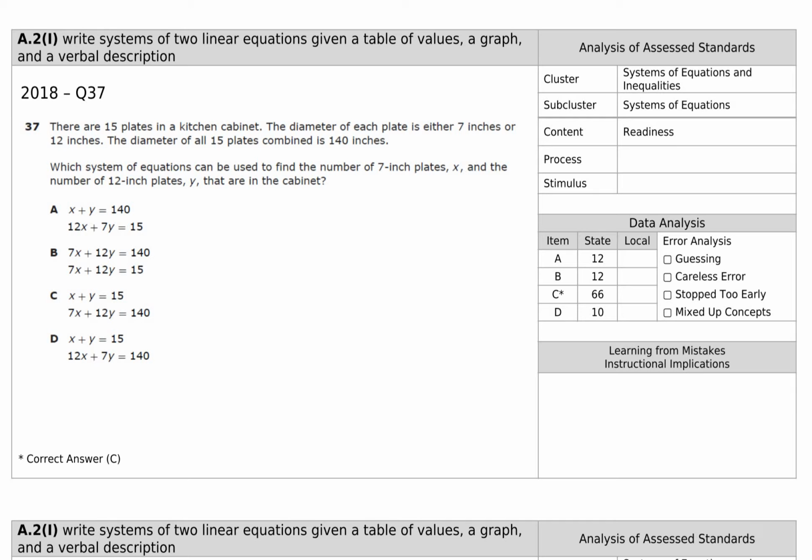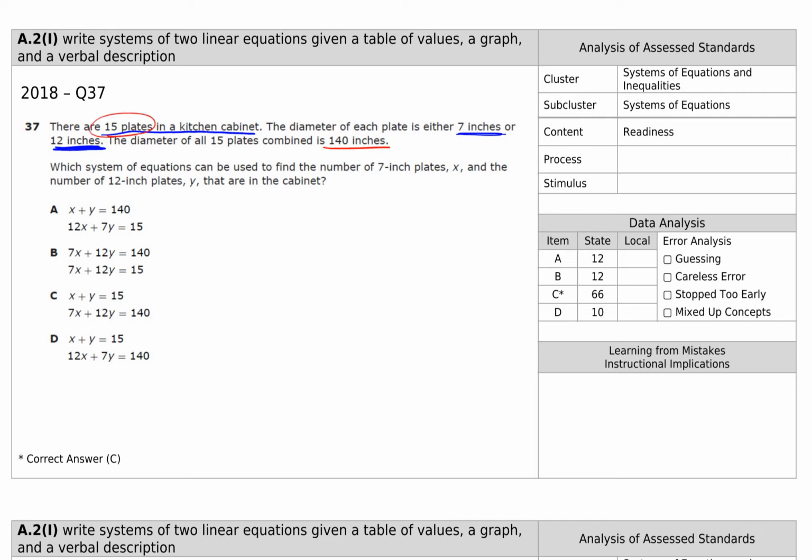There are 15 plates in a cabinet. That sounds like a total so far. The diameter of each plate is either 7 inches or 12 inches, so there are two types of plates. The diameter of all 15 plates combined is 140. That sounds like another total. So we have two different totals.